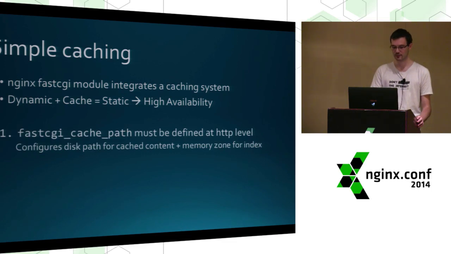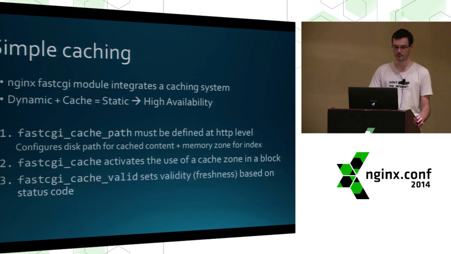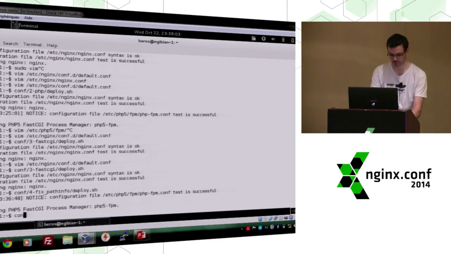Setting cache in FastCGI is pretty straightforward. You just need 3 directives. First one, you know what, I will switch to the configuration file. It will be much simpler to show you.